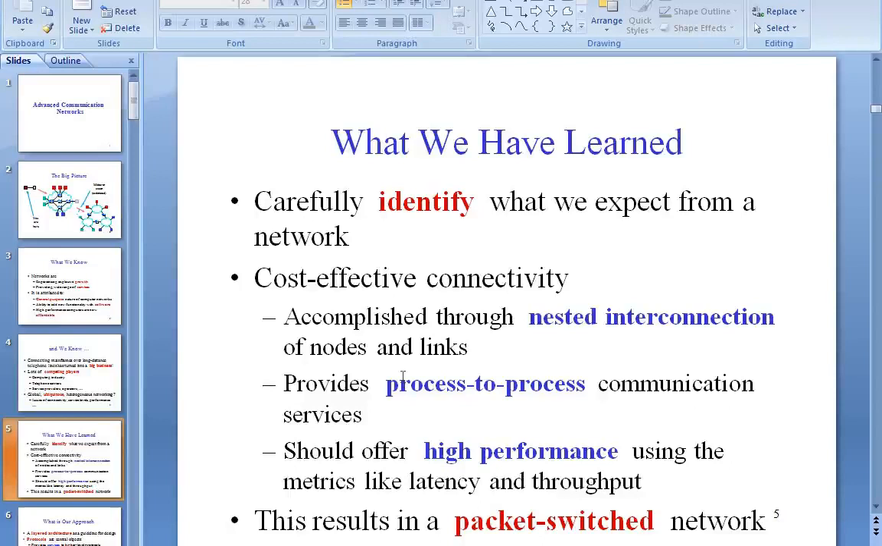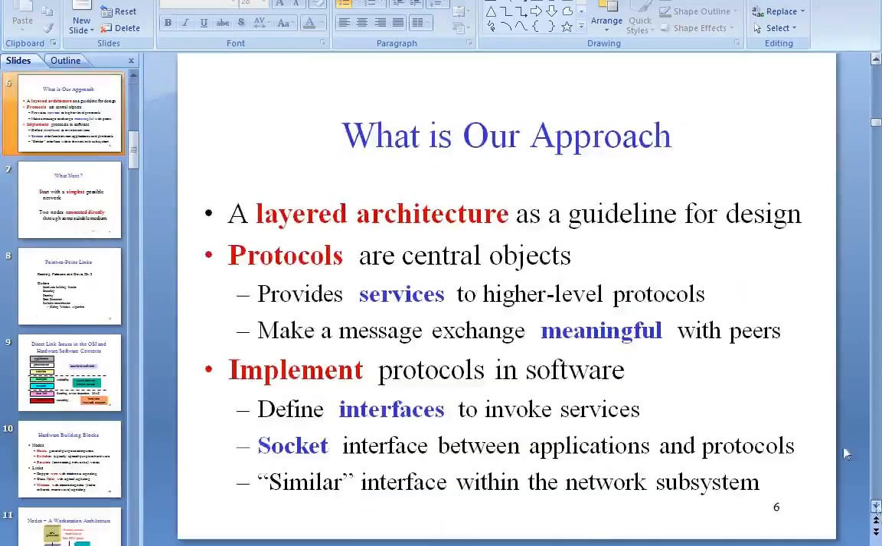Basically, we are heading towards a packet switch network rather than a circuit switch network. So to fulfill the user expectation and to offer high performance networks, what should be our approach? To make our network easily manageable, we divide the complex network into a layer architecture. Now we can manage and troubleshoot our network more easily. So a layer architecture is a guideline for design.